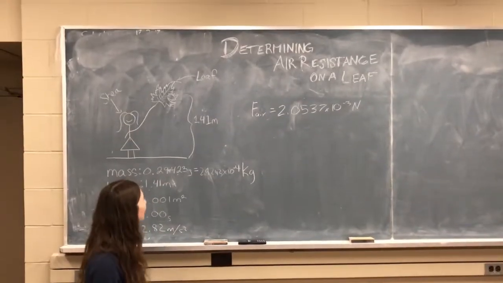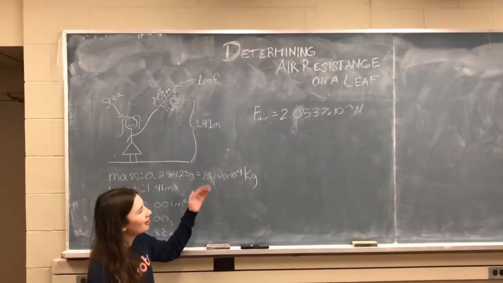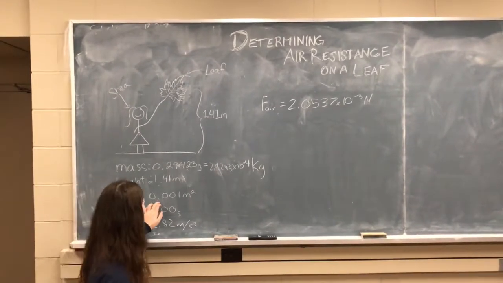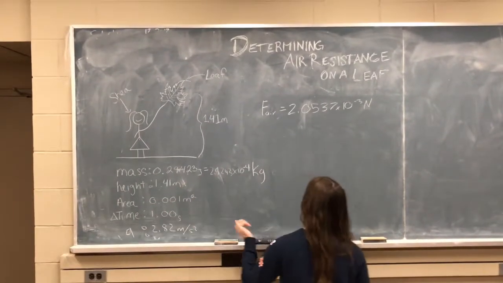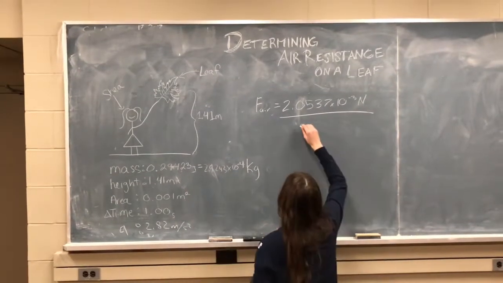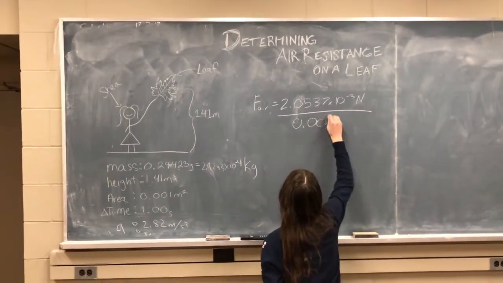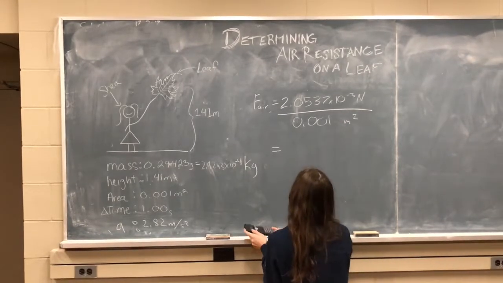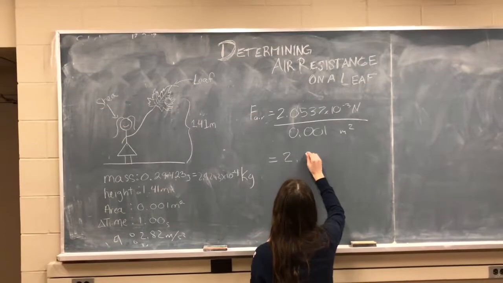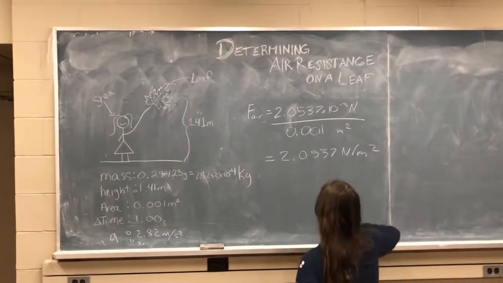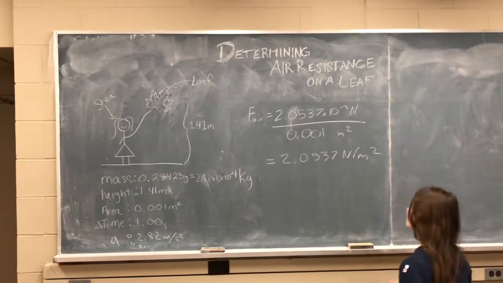Okay, now that we've found the force of the air resistance on the leaf, we can find this per meter squared using the area of our leaf that we found to be 0.001 meters squared. So this force divided by the surface area of the leaf gives us a force of 2.0537 newtons per meter squared.